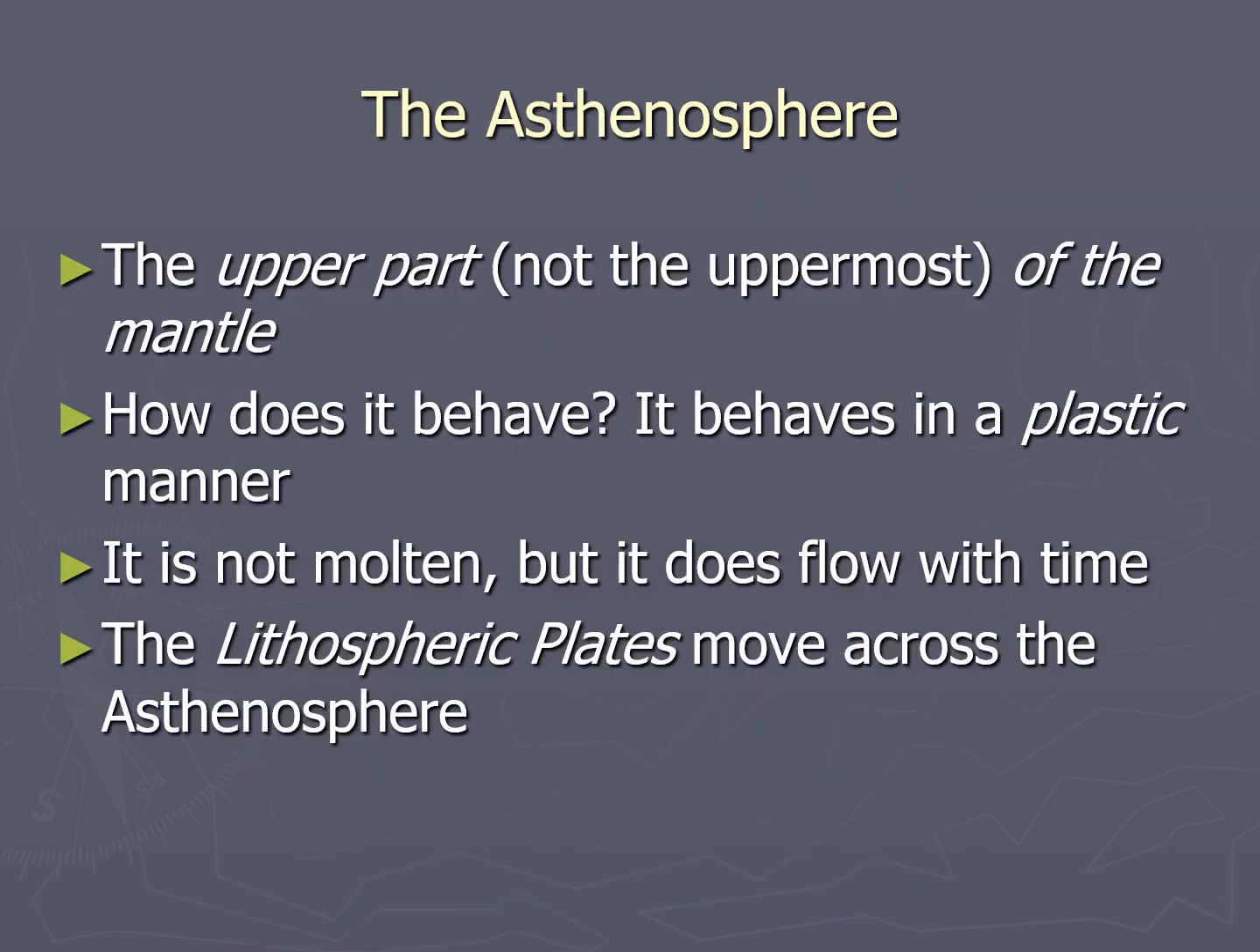Okay, the asthenosphere is the upper part of the mantle. I'm going to want you to know how it behaves. It behaves in a plastic manner. What does that mean? It means that it's not molten, it's not magma, but it is going to flow and deform and move with time. Okay, so the asthenosphere has its own name because it's different from the rest of the mantle.